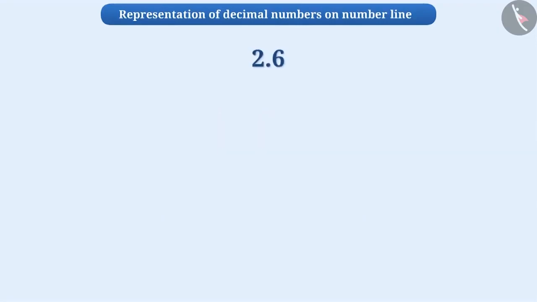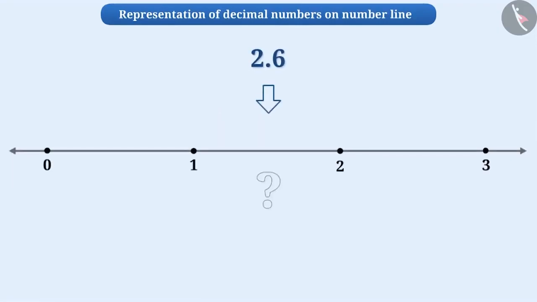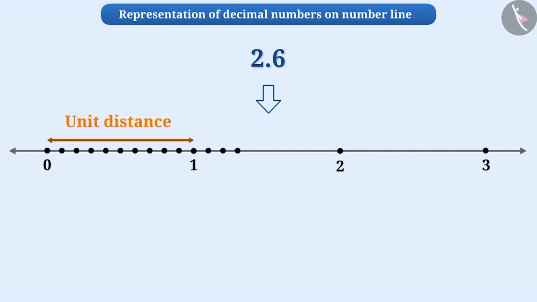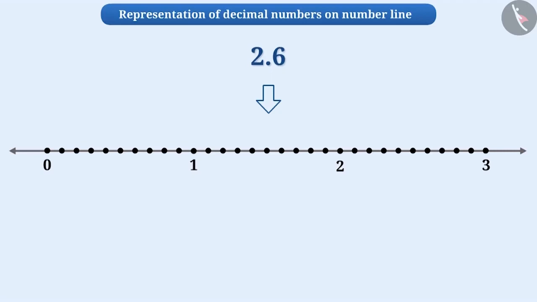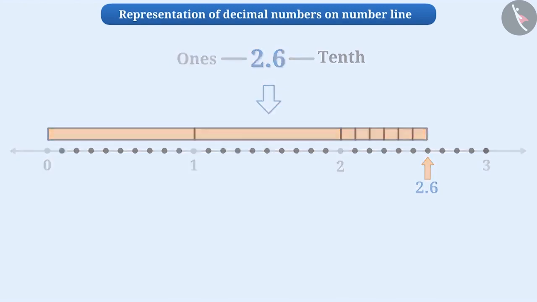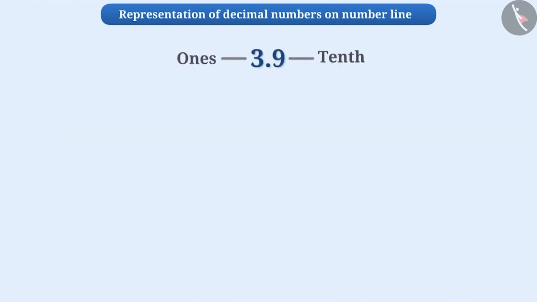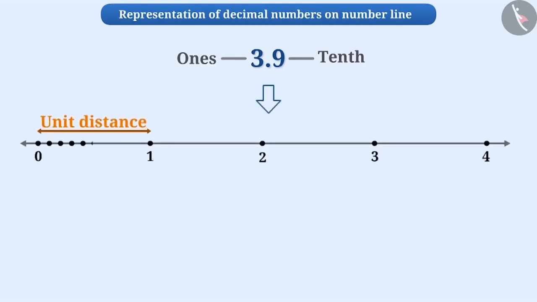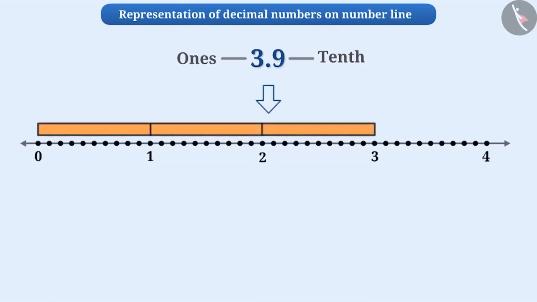How will we represent 2.6 on the number line? In this case also, we will divide the unit distance into 10 equal parts. In 2.6, since there are 2 units and 6 tenths, we will count 6 parts after 2. By doing so, we will get the place of 2.6. Similarly, to represent 3.9 on the number line, we will divide the unit distance into 10 equal parts and count 9 parts after 3. By doing this, we will get the place of 3.9.